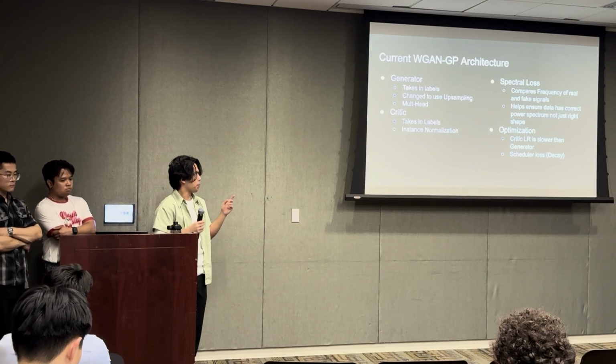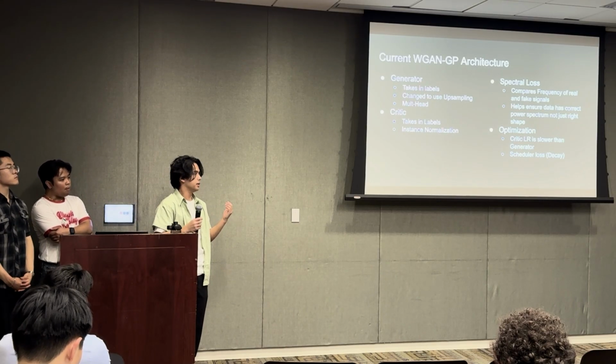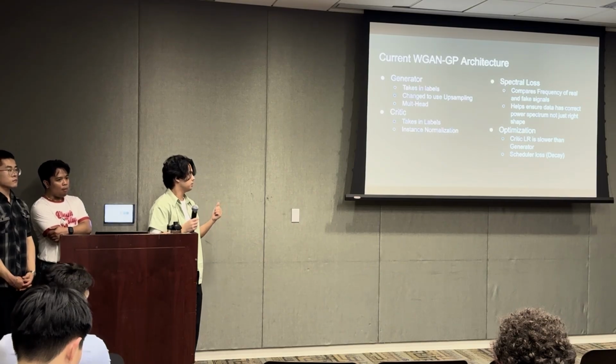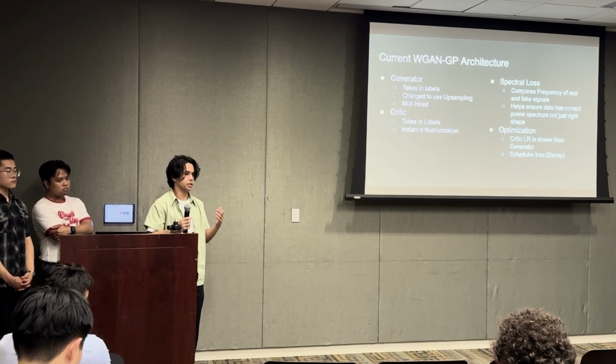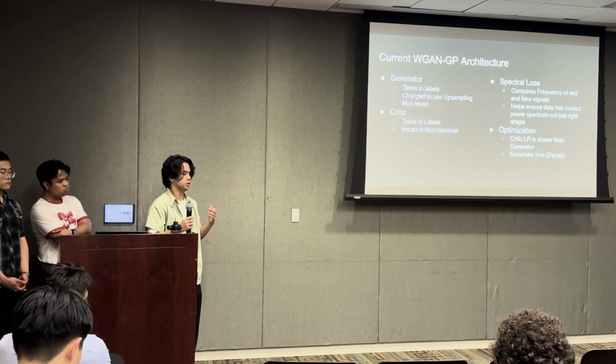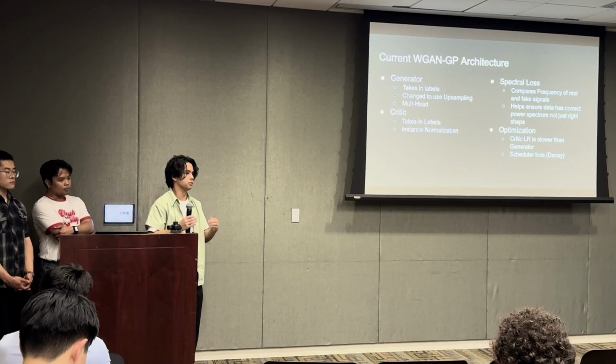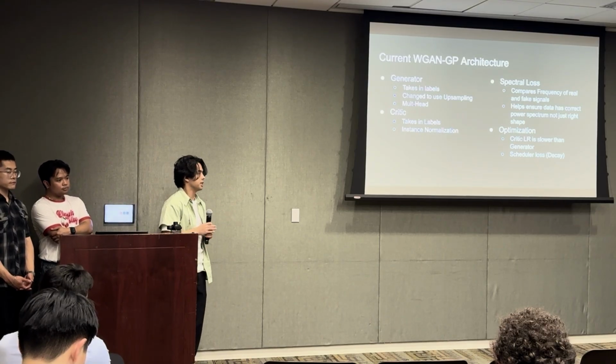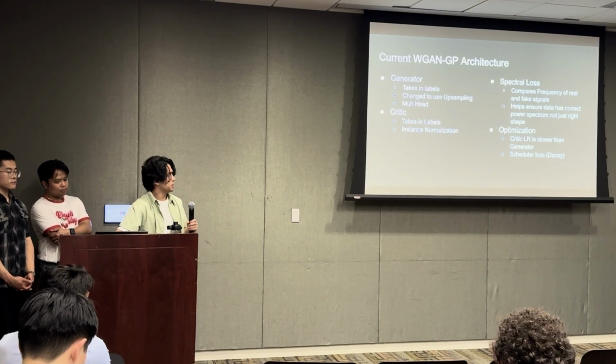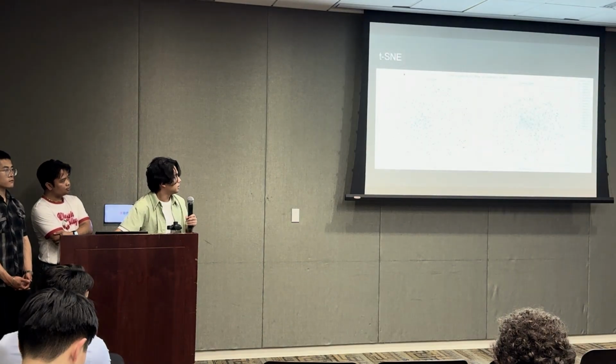And then our optimizers. The issue was that the critic was too powerful. So we adjusted the critic's learning rate to be slightly slower than the generator's. And then we also added scheduled loss, so basically just decaying the loss over time. It's just some standard practice. And this is basically the current output.